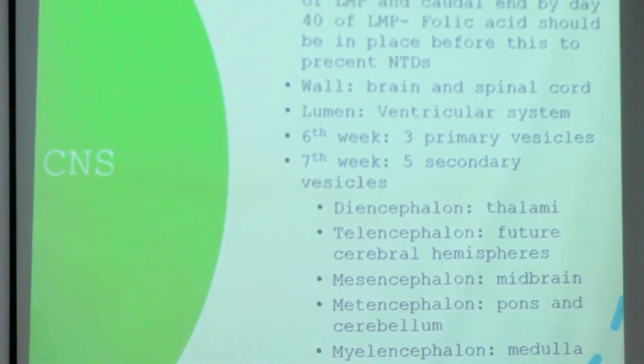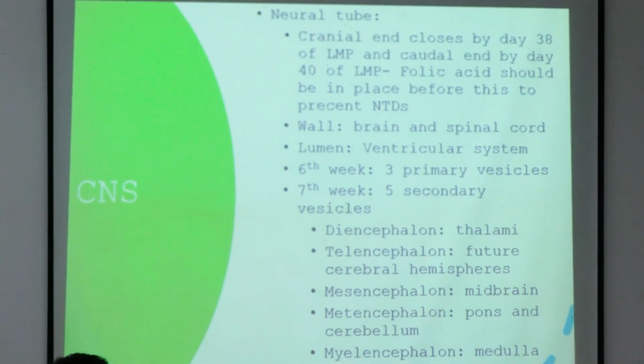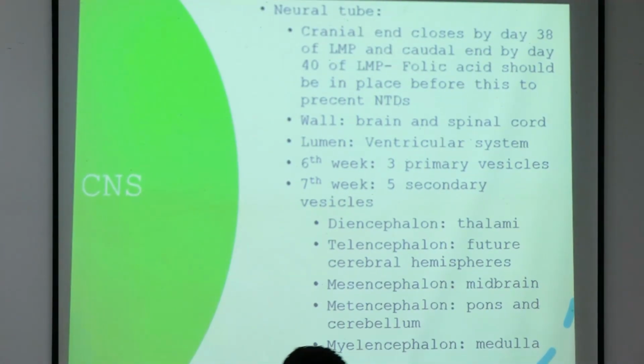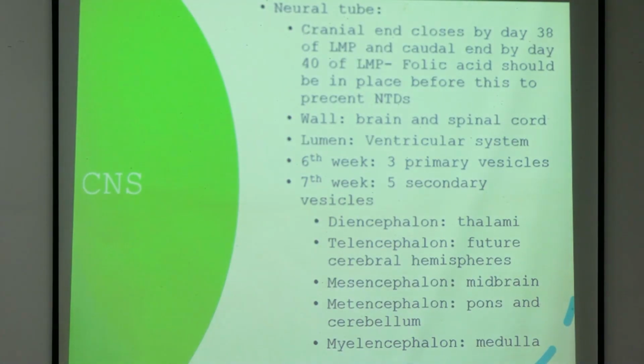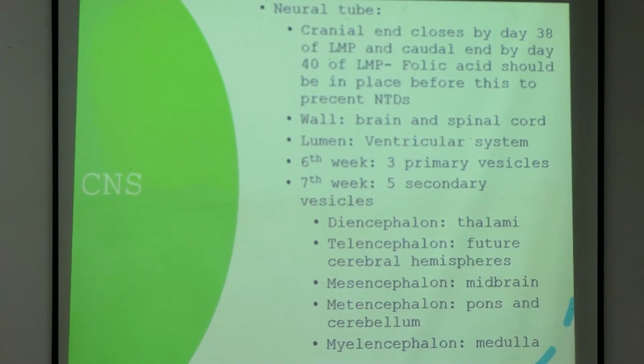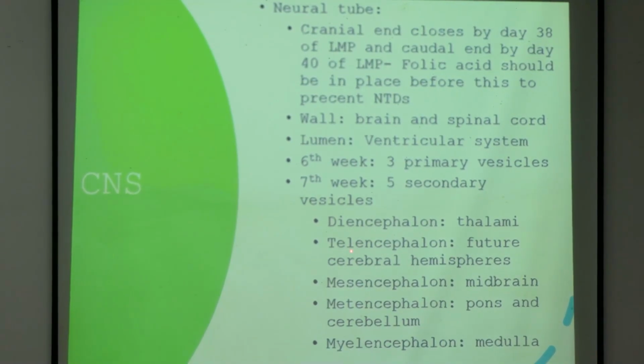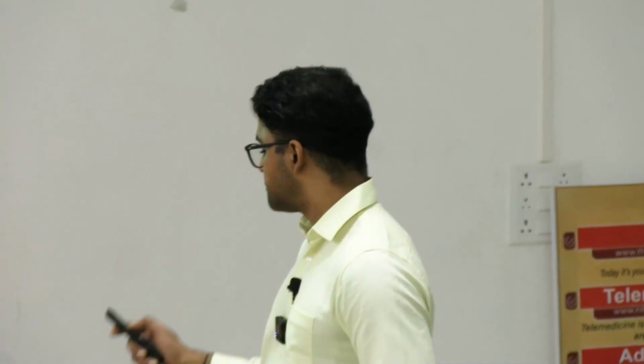Now the wall of neural tube gives rise to brain and spinal cord. The lumen gives rise to the ventricular system. In the 6th week, 3 primary vesicles develop, and in the 7th week, 5 secondary vesicles develop. The 5 secondary vesicles are diencephalon, telencephalon, mesencephalon, metencephalon and myelencephalon. Diencephalon will give rise to thalami, telencephalon, cerebral hemispheres, mesencephalon, midbrain, metencephalon, pons and cerebellum, and myelencephalon, medulla.